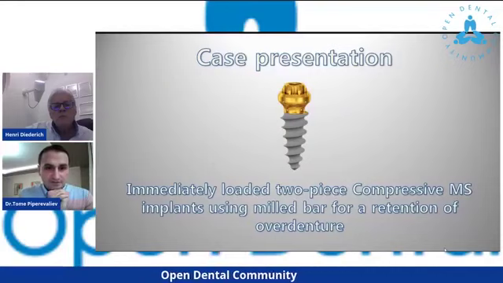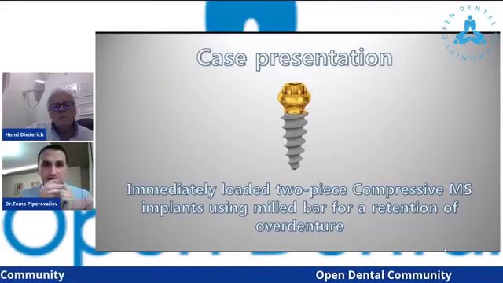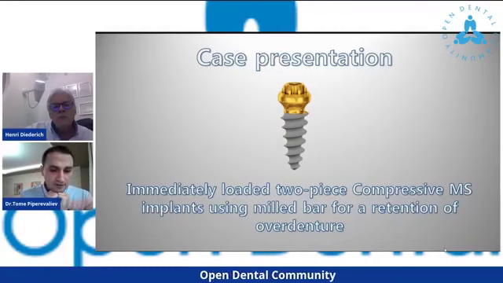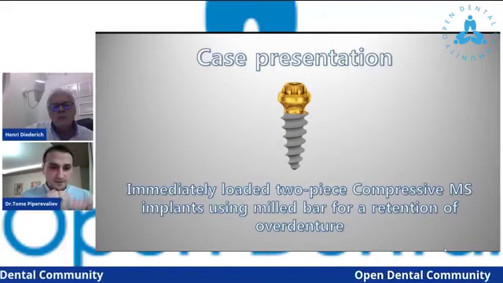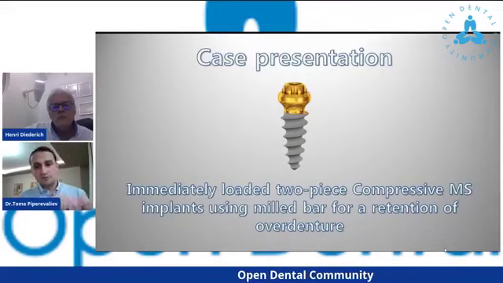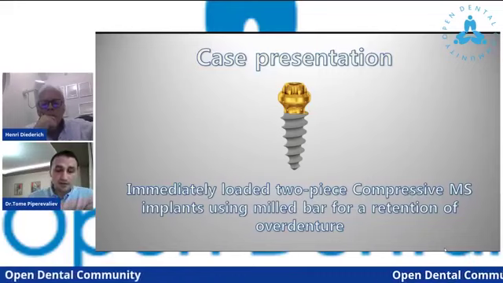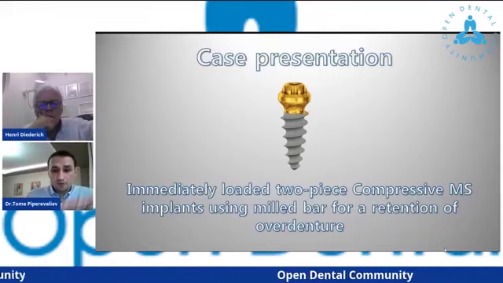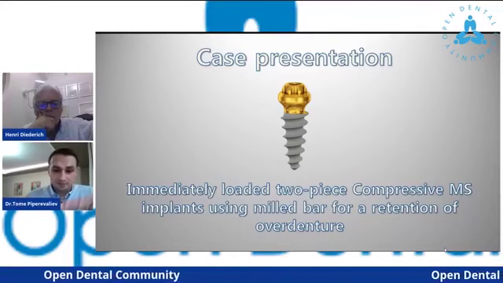I will present my first case. This case is 1 year old, and I think that this was the first case in my clinic made by using the compressive MS implants. The case is immediately loaded 2-piece compressive implants inserted in the anterior part of the mandible that are used for retention of an overdenture by producing a screw-retained milled bar.